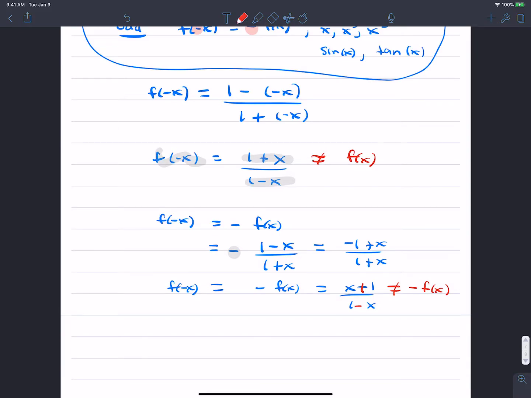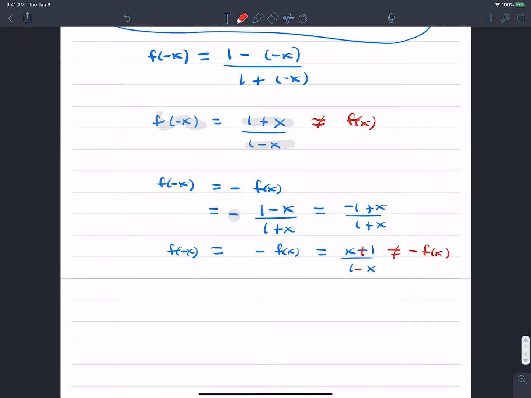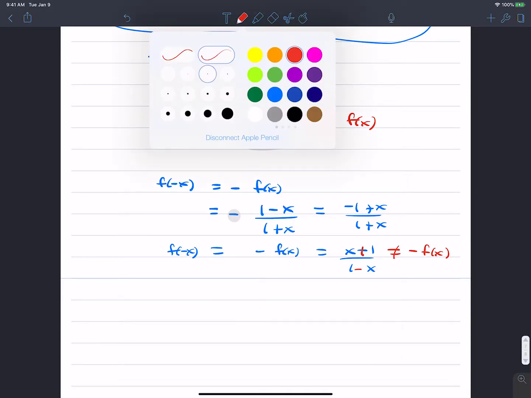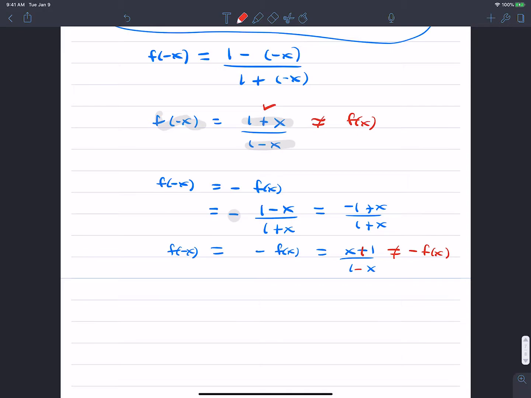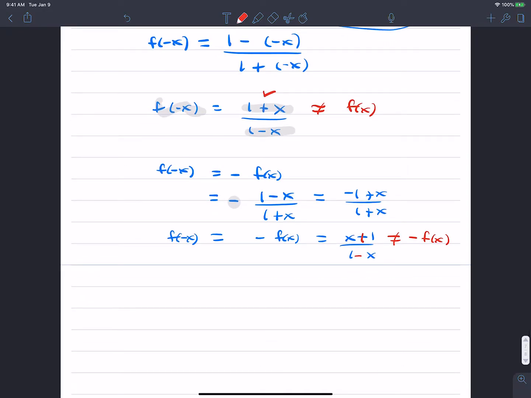Oh, let's double check here. Let's hold on here. F of minus x is what you see right here. Is that right? 1 plus x over 1 minus x. So minus f of x is right here, minus sign. Put the minus sign where? At the bottom.